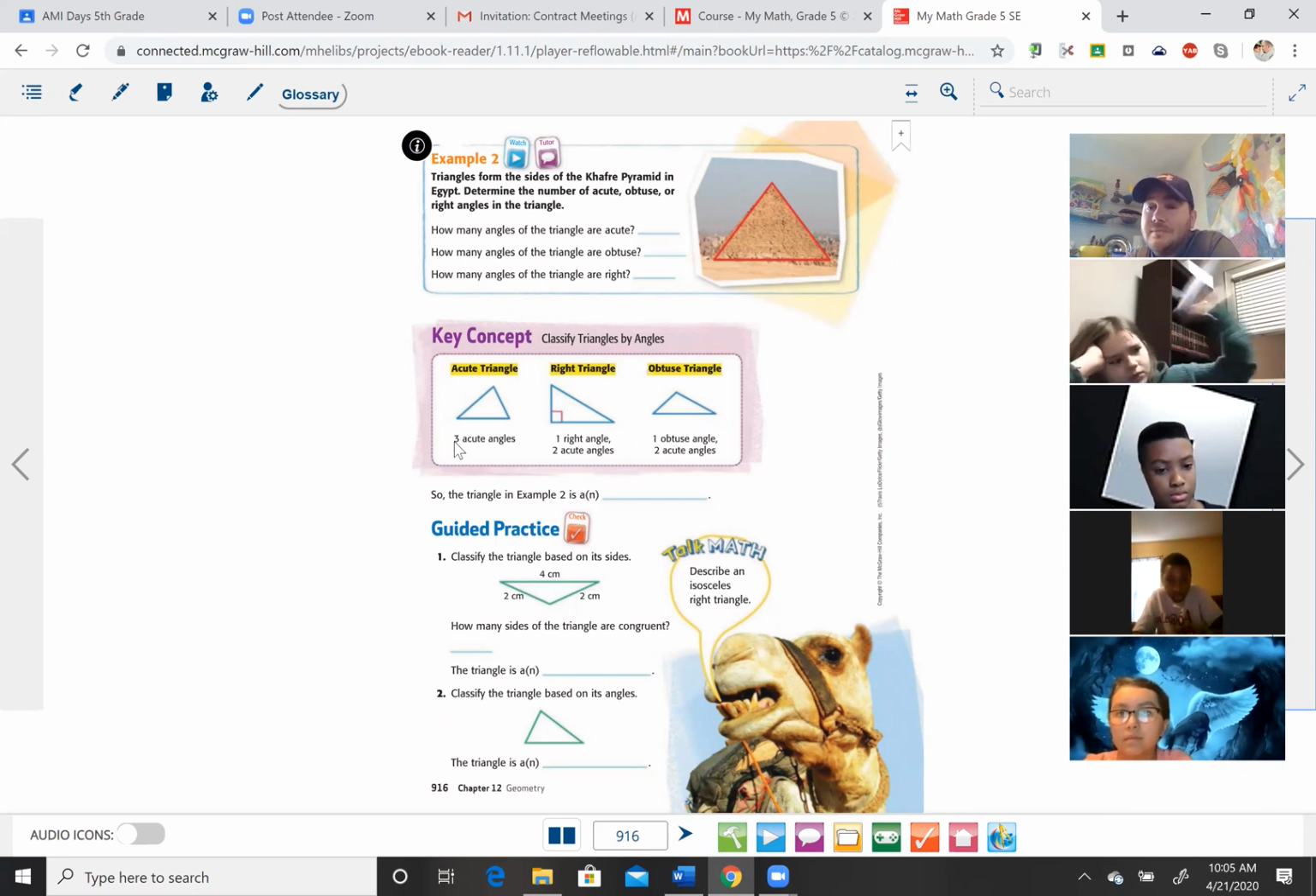So a right triangle has a 90-degree angle. Just look at a corner, and that's 90 degrees. Obtuse is bigger than 90 degrees.